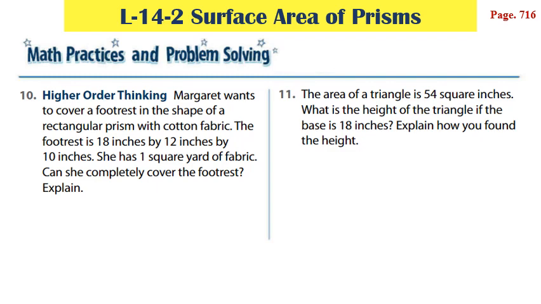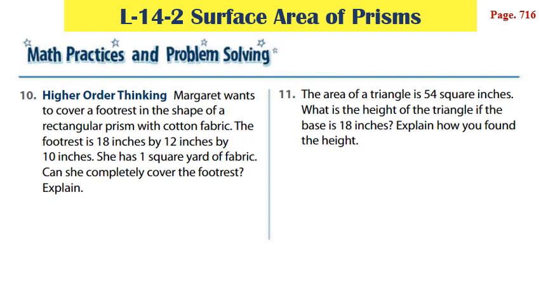Let's solve a higher order thinking problem now. Read the question, number 10. Margaret wants to cover a footrest in the shape of a rectangular prism with cotton fabric. The footrest is 18 inches by 12 inches by 10 inches. She has 1 square yard of fabric. Can she completely cover the footrest? Explain.